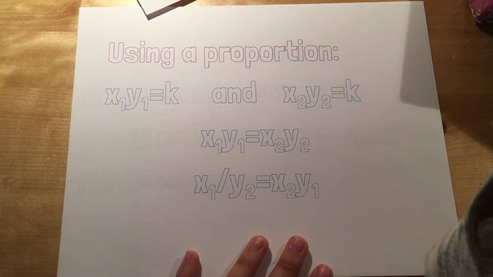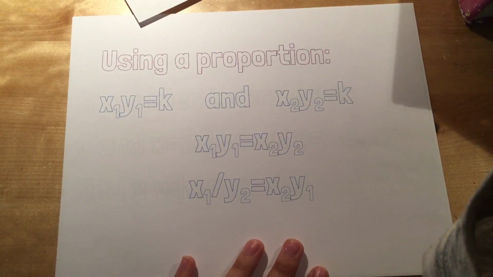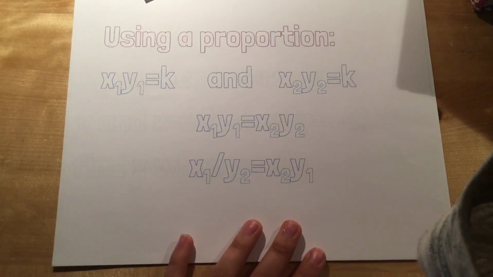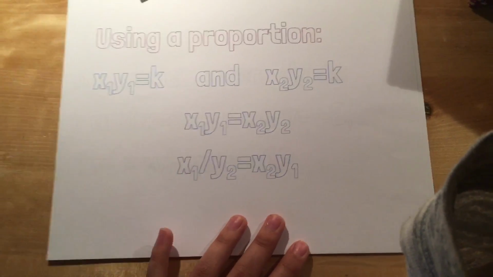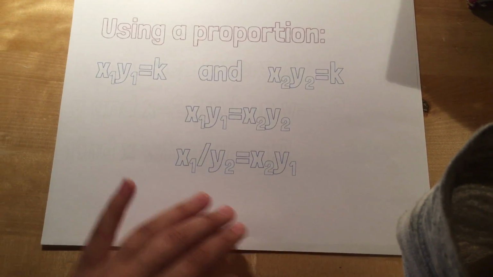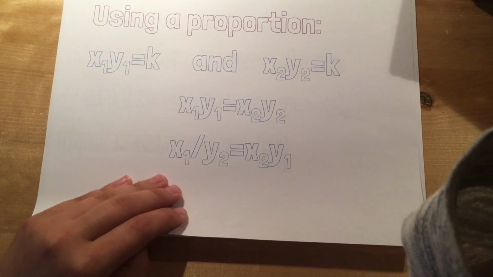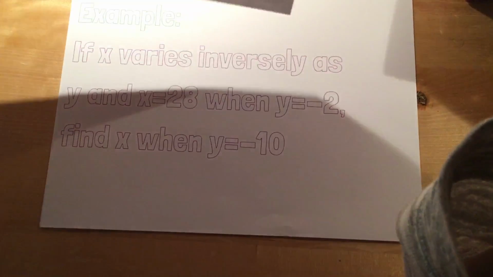Once again, a proportion. x1y1 equals k, and x2y2 equals k. Cancel out the k's, you'll get x1 over y2 equals x2 over y1. For this one, we do not have the z.